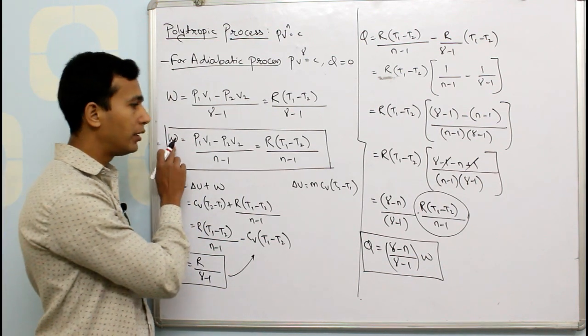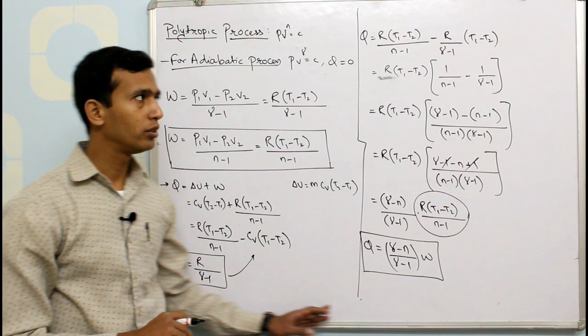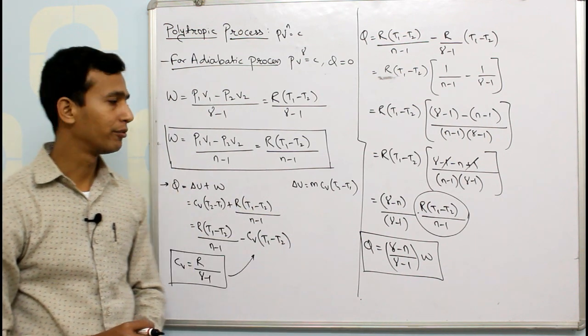So we have calculated W, we have Q. So this was all about a polytropic process.